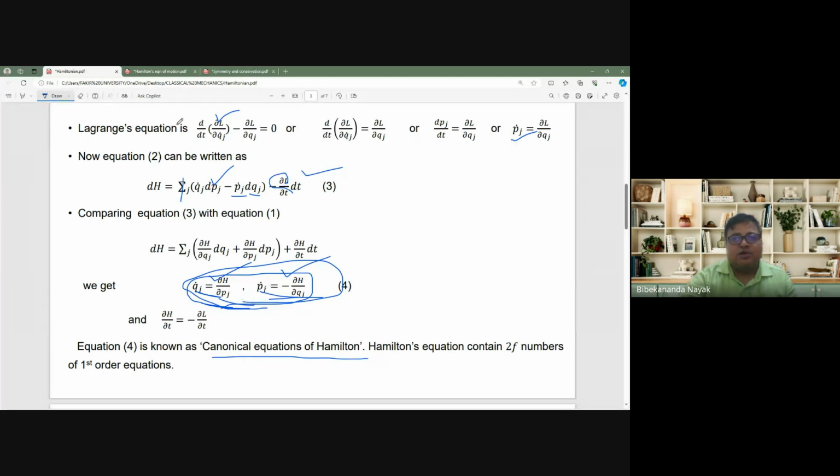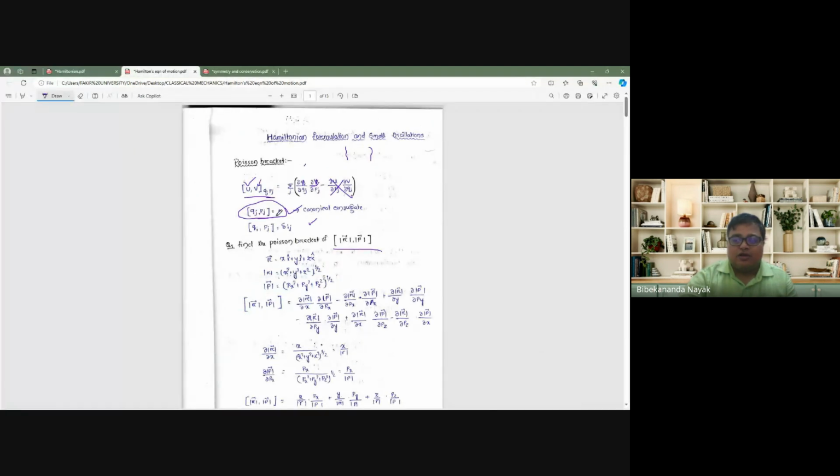Other than that, mathematically we can check that its Poisson bracket will be 1. Okay. If you take any other set, capital Q, capital P, and the question asks you to check whether it is a canonical transformation or not, we have to check its Poisson bracket. If it is 1, then it will be a canonical set of variables.